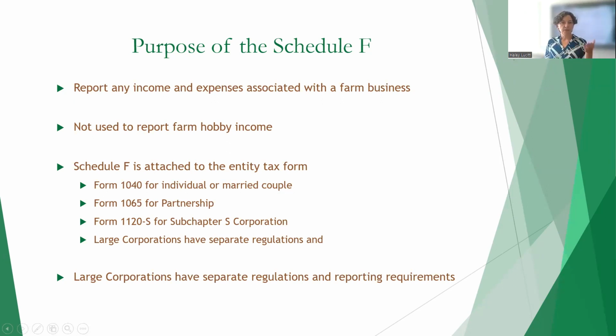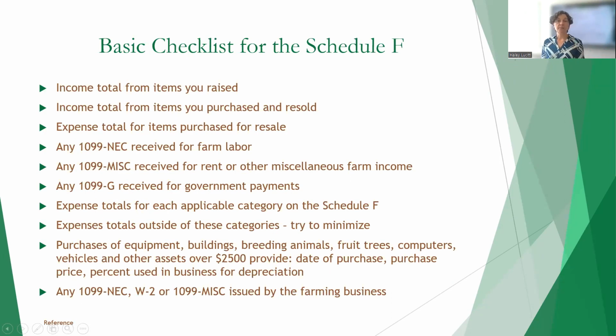There are the tax forms that we attach the Schedule F to. This is a basic checklist for the Schedule F because, like I said before, your tax preparer will not want your box of receipts. They will not want to know all of your income and expenses. They'll only want to know the totals for these categories and if you got these tax forms or not.